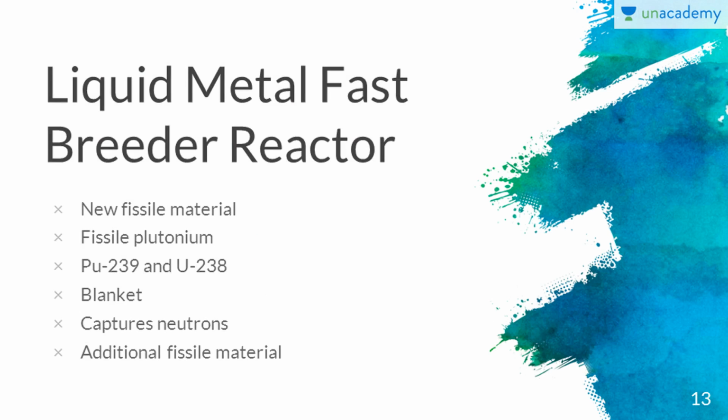So let's move on to the liquid metal fast breeder reactor. These fast breeder reactors are designed to create or breed new fissile materials while producing useful electric power. Most of them produce fissile plutonium from fertile uranium-238. The fuel rods in the core region thus contain a mixture of fissile plutonium-239 and uranium-238. The active core region is surrounded by a blanket of fertile uranium-238. This blanket region captures neutrons that would otherwise be lost through leakage, thus producing additional fissile material.